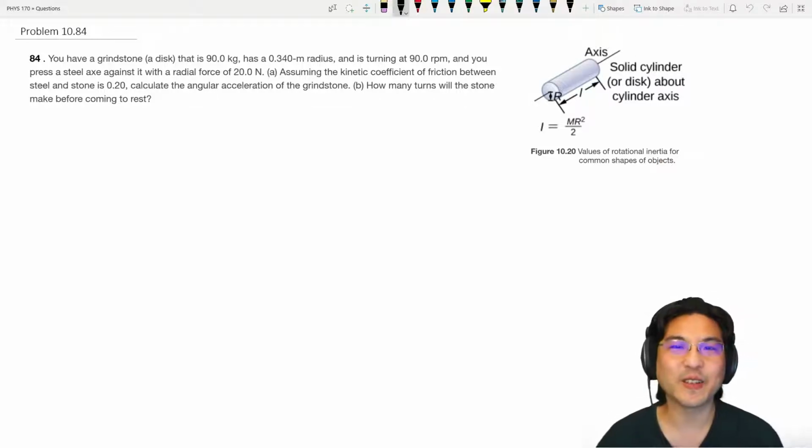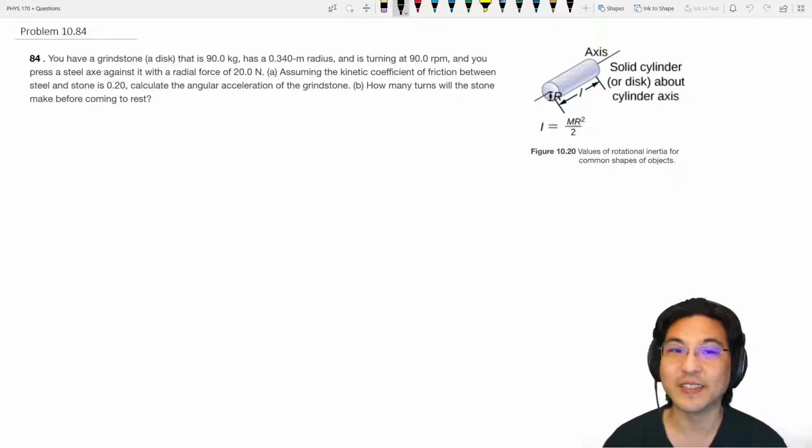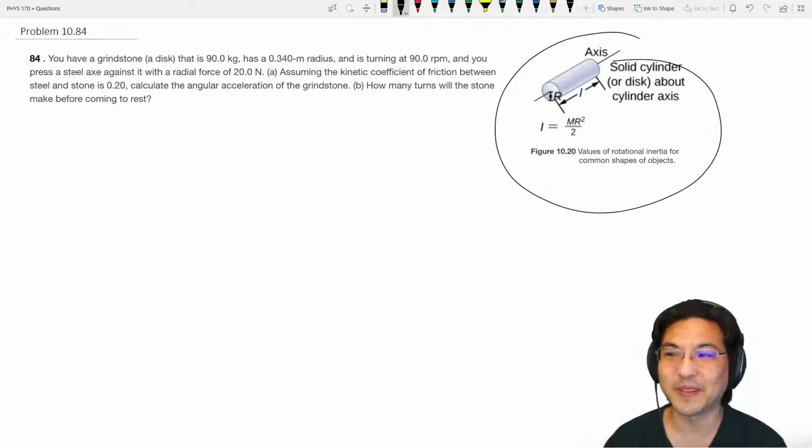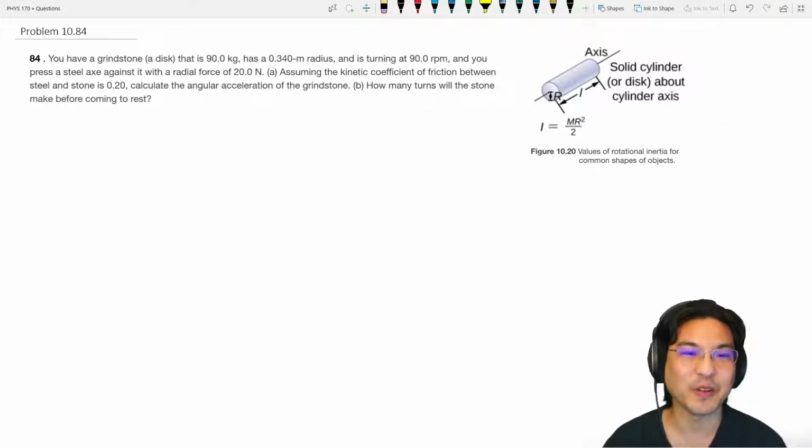Hey everybody, let's give this problem a try. So it looks like we have a disk. I already grabbed the moment of inertia for a disk from the appendix. Okay, so it's turning and we press an X against it with some radial force.